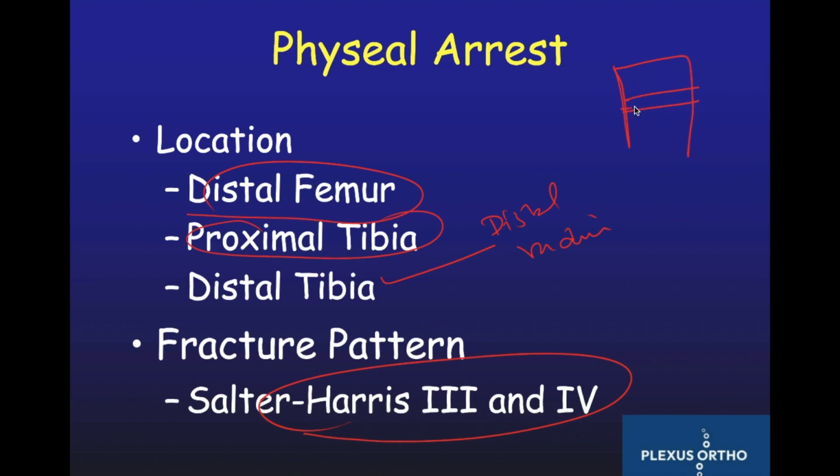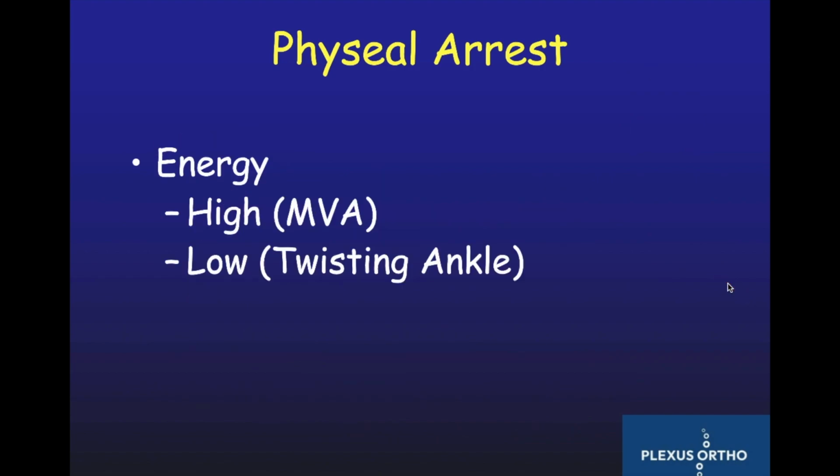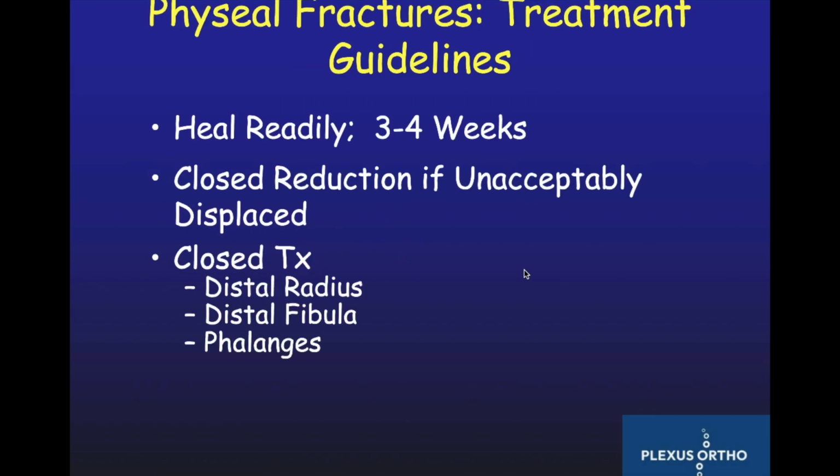Type 3 is where the fracture line passes through the physis and through the intra-articular portion, and type 4 is where the fracture line passes through and through from the epiphysis to the metaphysis. Usually it is a very high energy trauma for the femur fractures and other major bones. However, in the ankle it could be a low energy or a twisting injury.